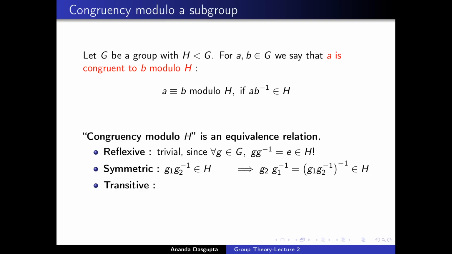So finally, transitivity. Is this relationship transitive? That is, if g1 is related to g2 and g2 is related to g3, is g1 related to g3? Of course, g1 is related to g2 via this congruency modulo H relation means g1 g2 inverse belongs to H. g2 is related to g3 means g2 g3 inverse belongs to H. But what about g1 g3 inverse? Well, g1 g3 inverse, as you can easily see, is simply the product of these two elements, g1 g2 inverse and g2 g3 inverse, and of course that belongs to H, simply because capital H is a subgroup, so the product of two elements in capital H must belong to capital H. So this is an equivalence relation.